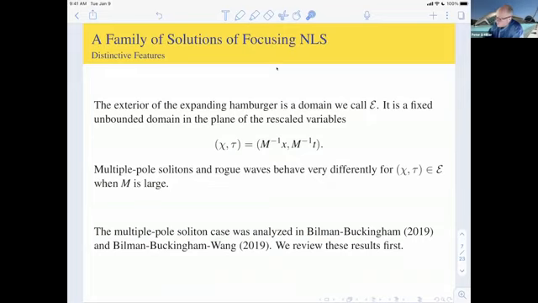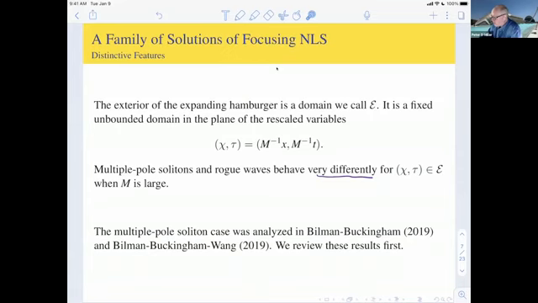So anyway, multiple pole soliton solutions and rogue wave solutions of different orders behave extremely differently on this exterior domain. Very different behavior. I should also include the solutions that are in between somehow, the rogue waves and the solitons; they behave differently yet again, as you will see in the talk. The multiple pole soliton case in this exterior domain was analyzed in the paper of Bilman and Buckingham in 2019, and also there's a preprint you can look at on arXiv with Wang as well. So I'm going to review those results for you.